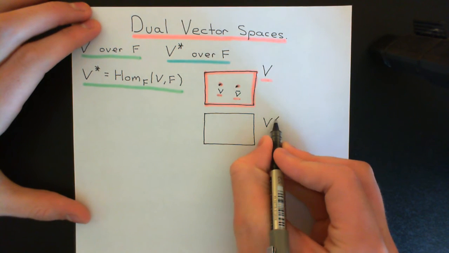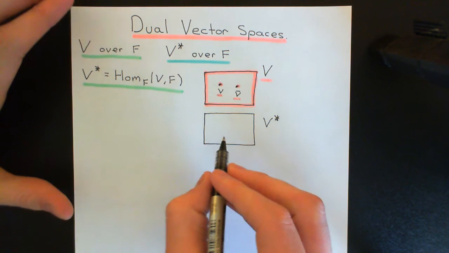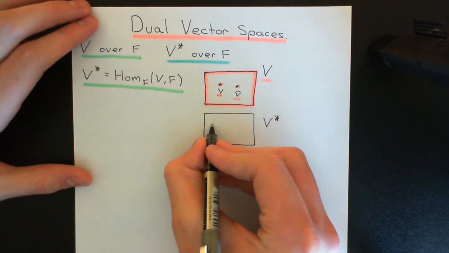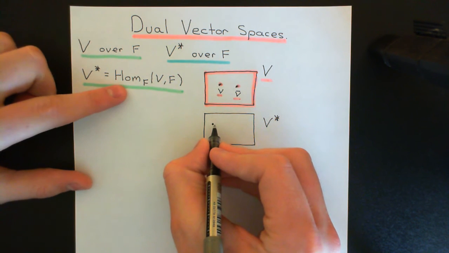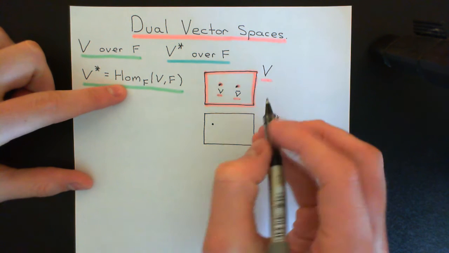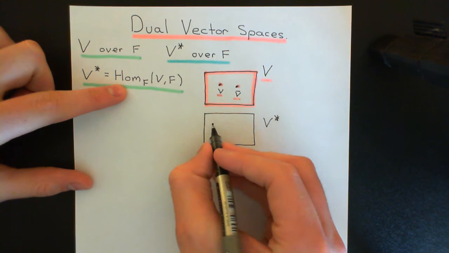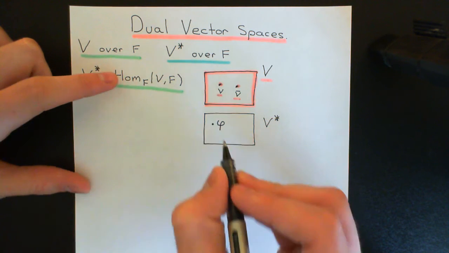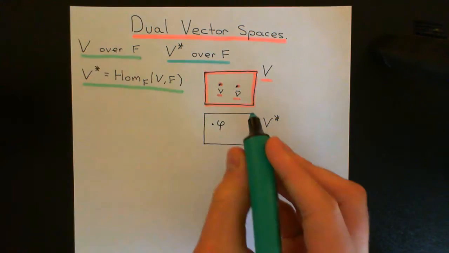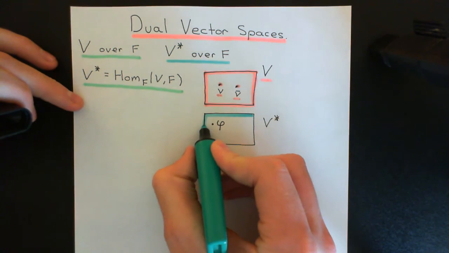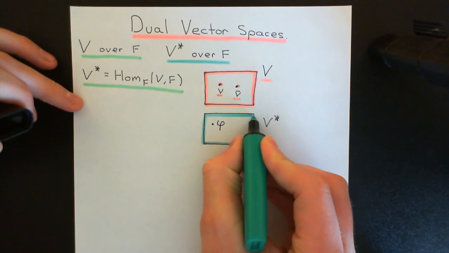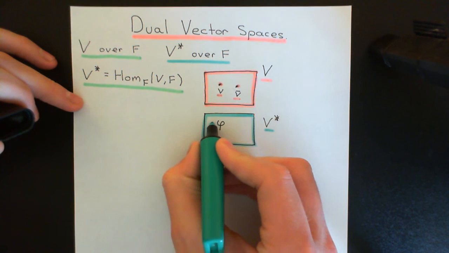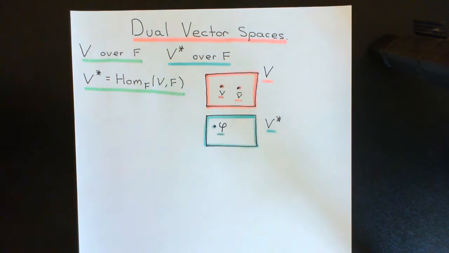So this is going to be V star, and what is going to be in here? Well, the elements in here are going to be linear maps from this vector space V onto the field F. Okay, so we might now take these linear maps phi, like so. We'll colour in the dual space once again in turquoise here. So I'll underline it in turquoise, and here is an element of my dual space.